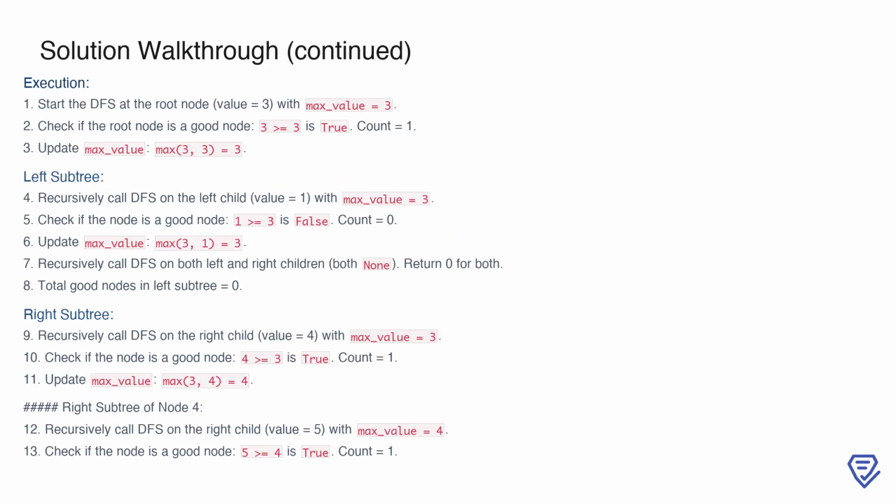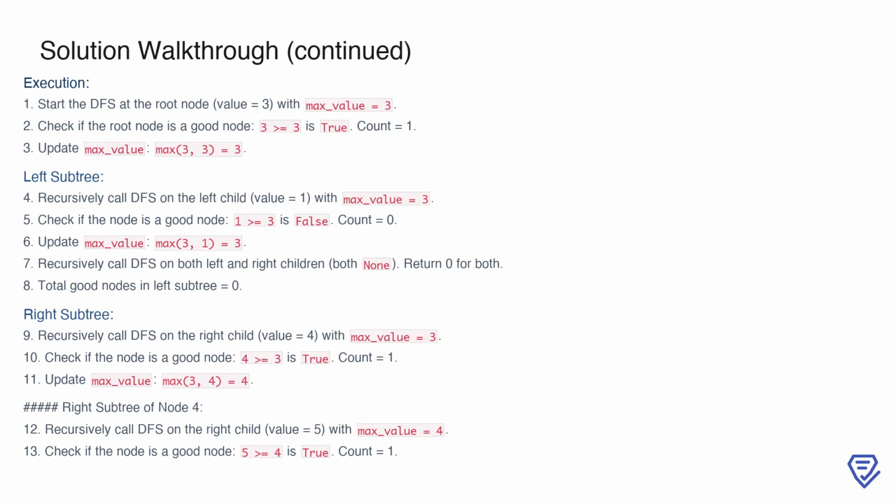Now, in the second example, the tree has multiple nodes, and we begin at the root with a value of 3. Here, the initial max_value is again 3. Comparing the root node's value with the max_value, we find that 3 is greater than or equal to 3, so it is a good node. The count is incremented to 1, and the max_value remains 3.